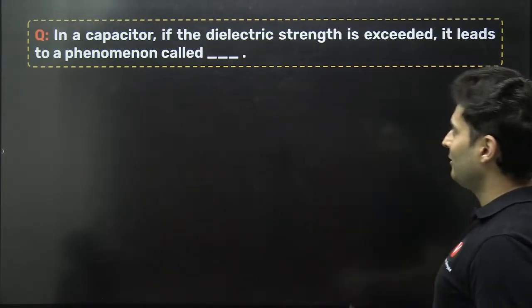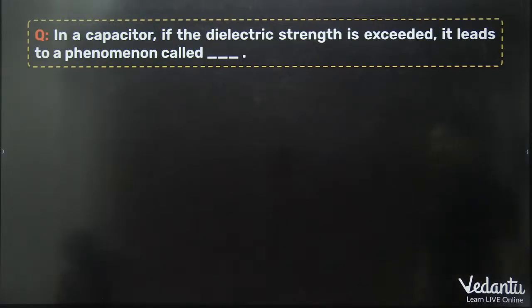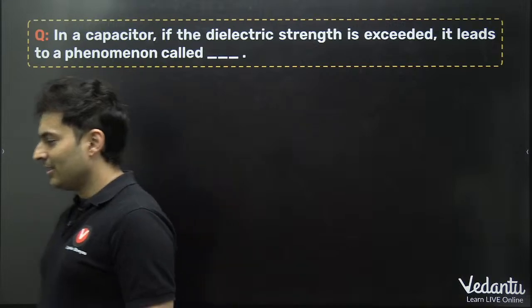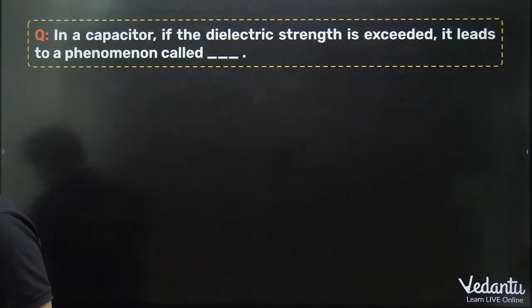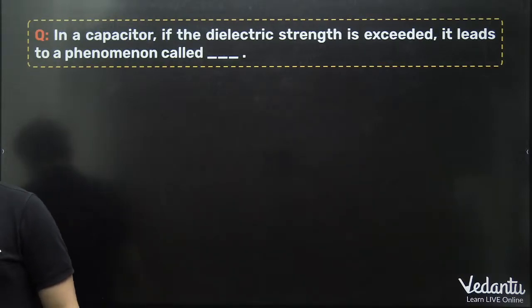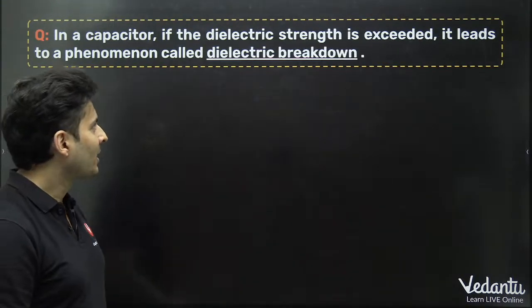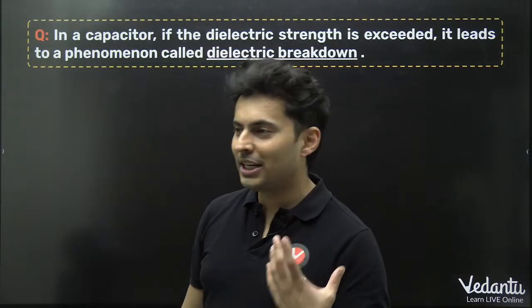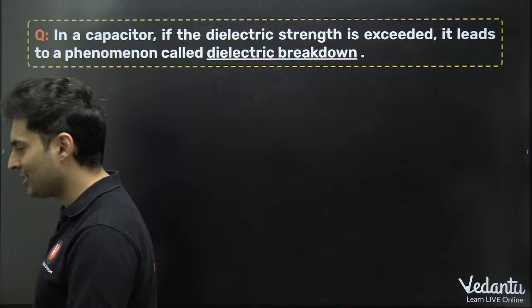Okay. In a capacitor, if the dielectric strength is exceeded, it leads to a phenomenon called, if the dielectric strength is exceeded, what does it cause? What does it cause? Come on, think. Yes, it causes a breakdown, which happens during lightning, sudden discharge.